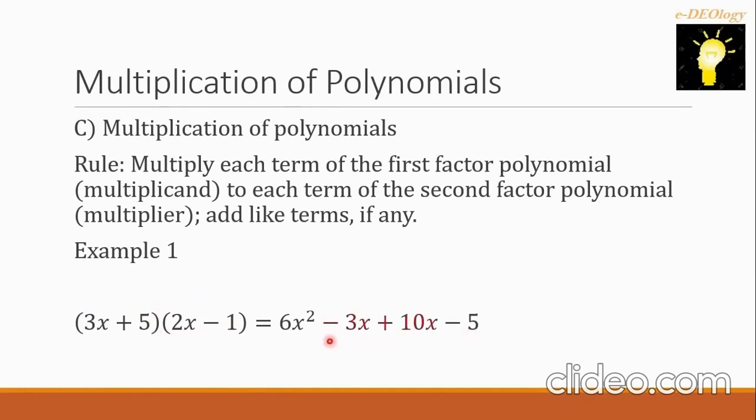And then we will see if there are like terms. As we see here, the negative 3x and the 10x are like terms, so we can add them. So the negative 3x plus 10x becomes positive 7x, and then the final answer is this 6x squared plus 7x minus 5.